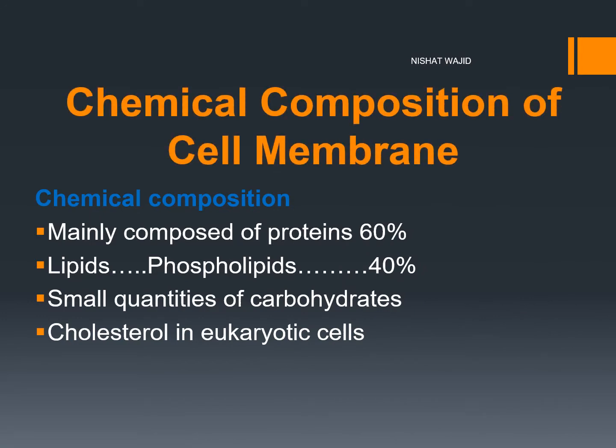Now we will discuss chemical composition of cell membrane. This simply means which molecules the cell membrane is made up of. Mainly cell membrane is composed of proteins, which are about 60%, and lipids, which are about 40%. Lipids are of many types. One type is called phospholipid. This type is present in cell membrane. Small quantities of carbohydrates are also present in cell membrane. Cholesterol, which is another type of lipid, is only present in eukaryotic cells.